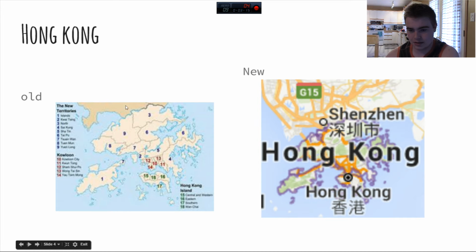These are some maps. This is the old one about the different groups and colonies. And this is the new one that shows how it all fits together. These are the two maps. The old one shows all the different territories and areas they had. And this here is Hong Kong today, which is also still a big mess, but whatever.